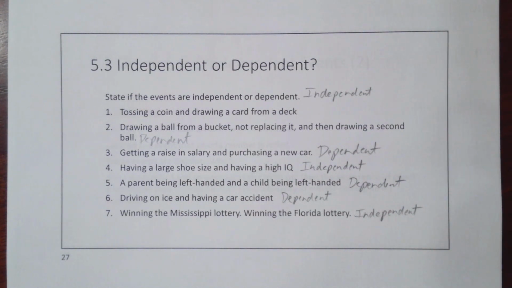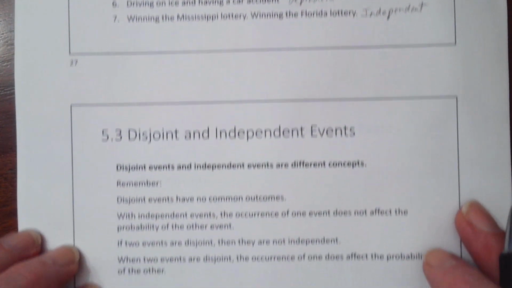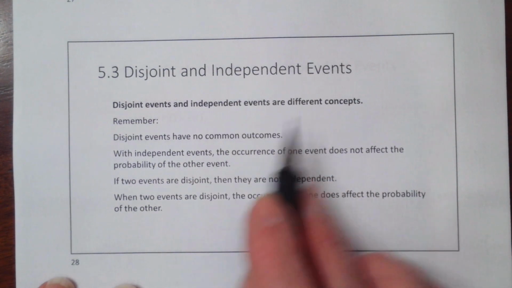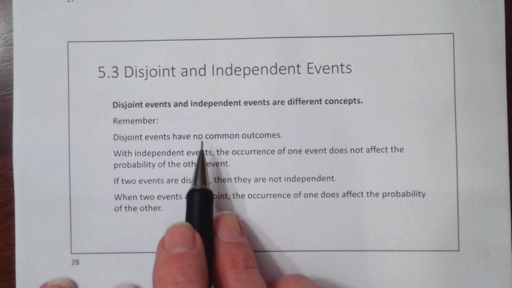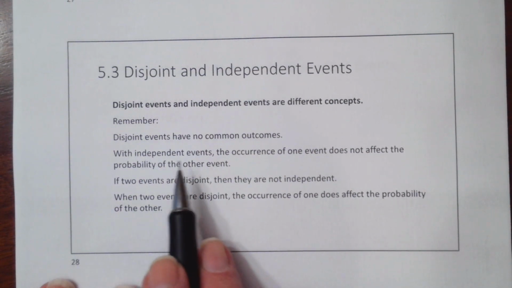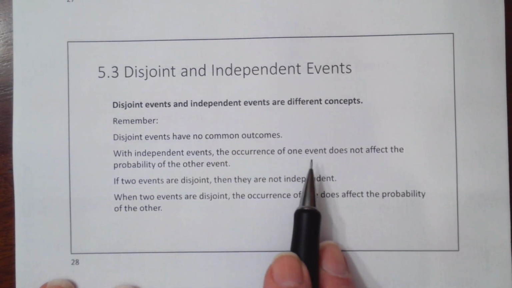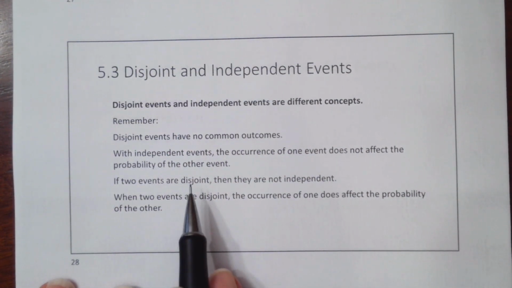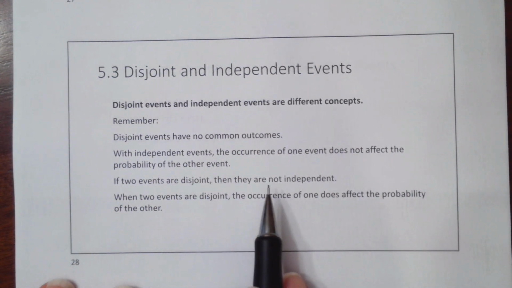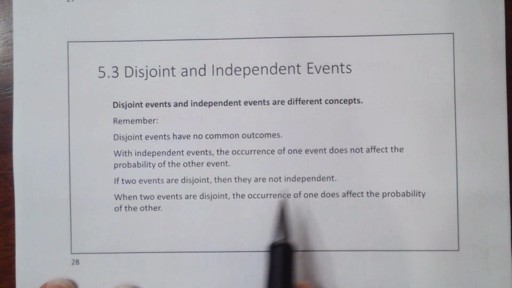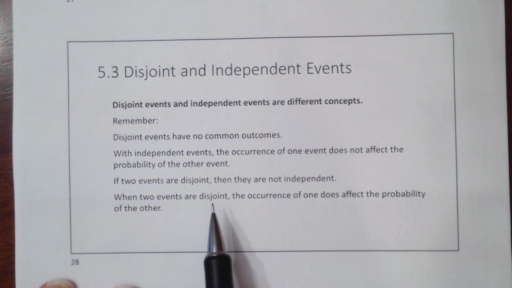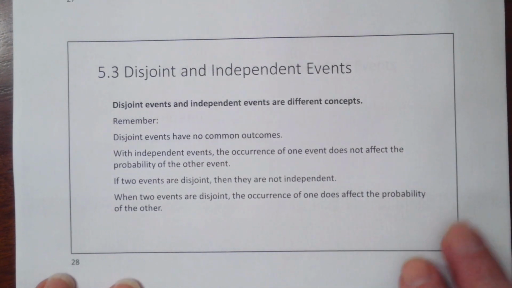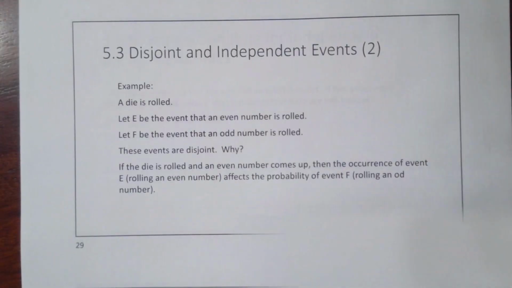5.3, disjoint and independent events. So I just want to mention this. Disjoint events and independent events are very different concepts. Remember, disjoint events have no common outcomes. With independent events, the occurrence of one event does not affect the probability of the other event. If two events are disjoint, then it turns out they're not independent. So we'll look at that in just a second. When two events are disjoint, the occurrence of one does affect the probability of the other. So let's see that in this example here.